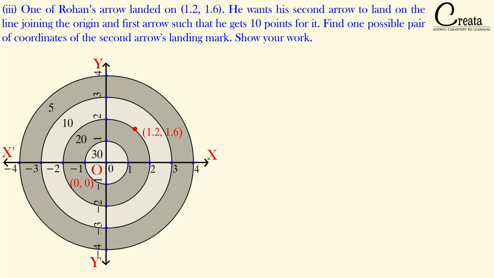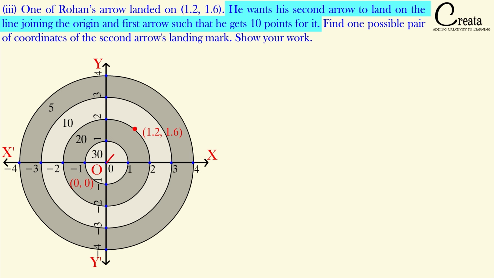Further, it is given Rohan will shoot the second arrow, and also a condition is given, that is the second arrow to land on a line joining the origin and the first arrow such that he gets 10 points for it. Let's understand this statement.